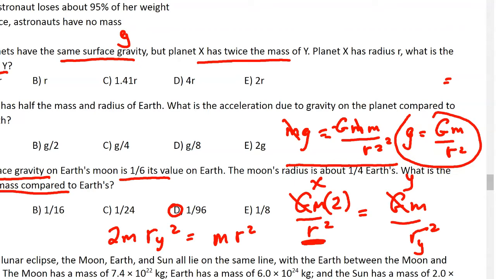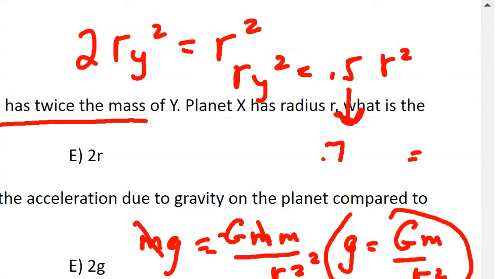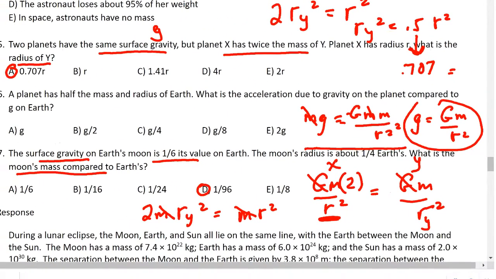This one has a radius of r. The M's cancel out. So 2 times the radius of Y squared equals the radius of X squared, and we'll just call X's radius r. We'll divide both sides by 2. So r_y squared equals 0.5 r squared. Take the square root of both sides. The square root of 0.5 is 0.707, which is the answer right here. There's another real winner, huh?